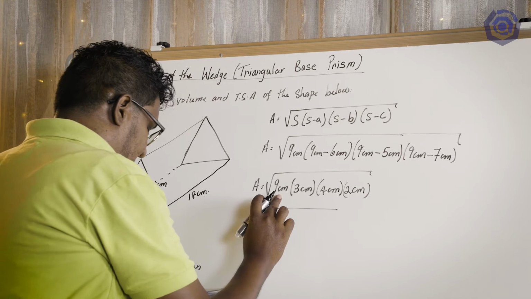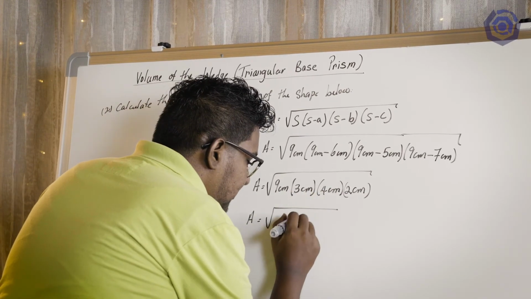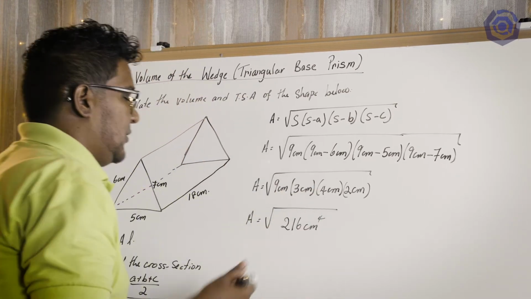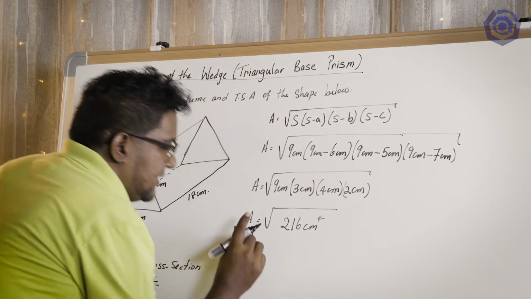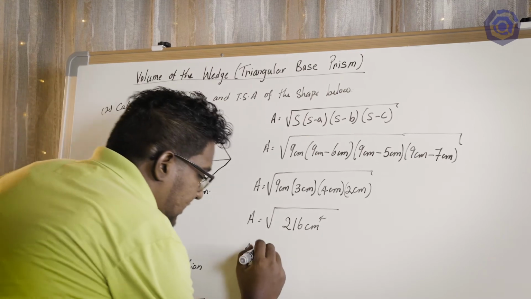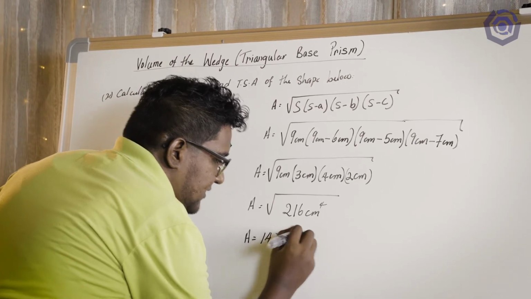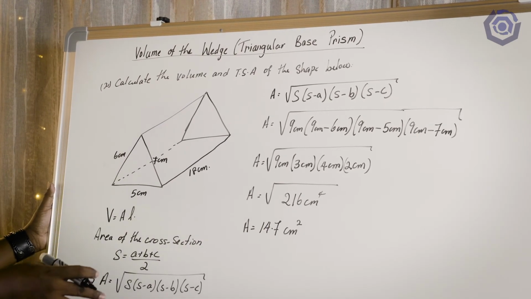So 9 times 3 times 4 times 2 is going to give me 216 cm, and there's 4 of them, so it's to the 4th power. Just ignore the power for now. So A is equal to the square root of 216, and that's going to give me 14.7 cm squared. So we found what A is here, but this is not the end yet.